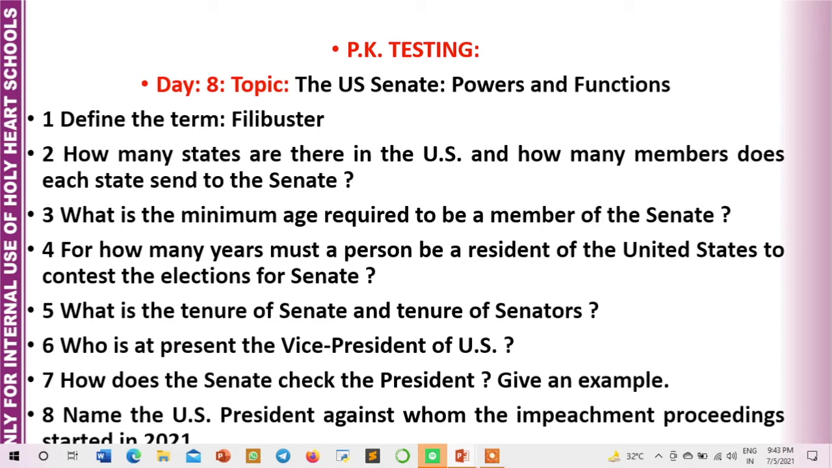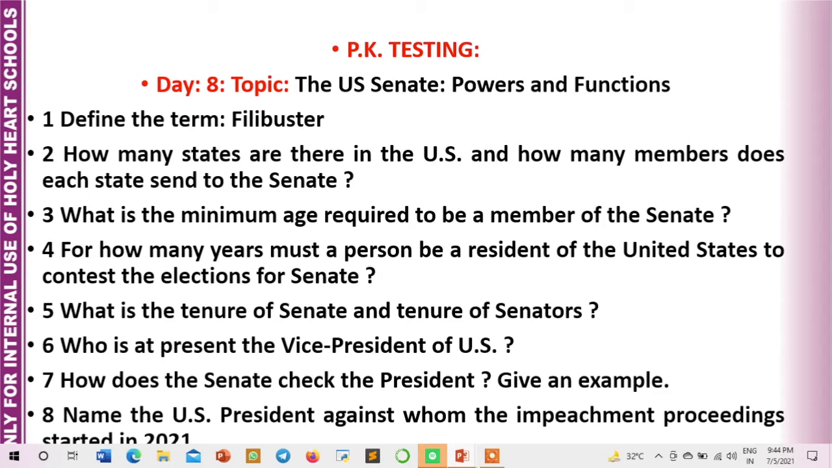Next question is, how many states are there in US and how many members does each state send to the US Senate? I think you must remember it. I discussed it through an example that the US flag has 50 stars. So there are 50 states in US. And how many members does each state send to the Senate? That is also very common. There is a similarity. All states send two members to the Senate.